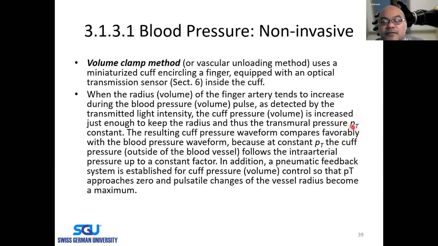Because at constant PT, in order to maintain this transmural pressure within the interface of the radius of the blood vessel and the cuff, the cuff pressure outside the blood vessel follows the intra-arterial pressure up to a constant factor. So this is using active feedback. A pneumatic feedback system is established for cuff pressure volume control, so that the PT, the transmural pressure, approaches zero, and the pulsatile changes of the vessel radius become maximum.